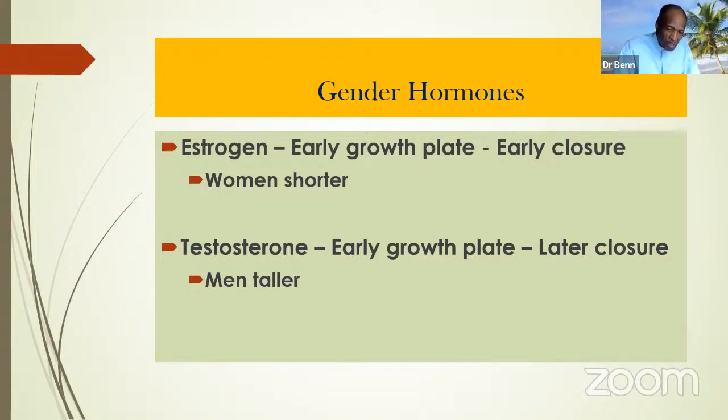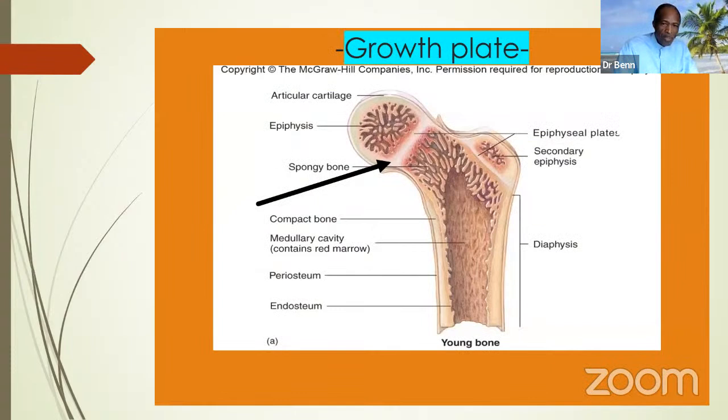Testosterone stimulates the growth plate to stay open longer, and therefore men are taller. So estrogen and testosterone work on the growth plate of bone that stimulates the growth of bone, but estrogen closes early, and therefore women are shorter. Let's sort of look at what we're talking about here.